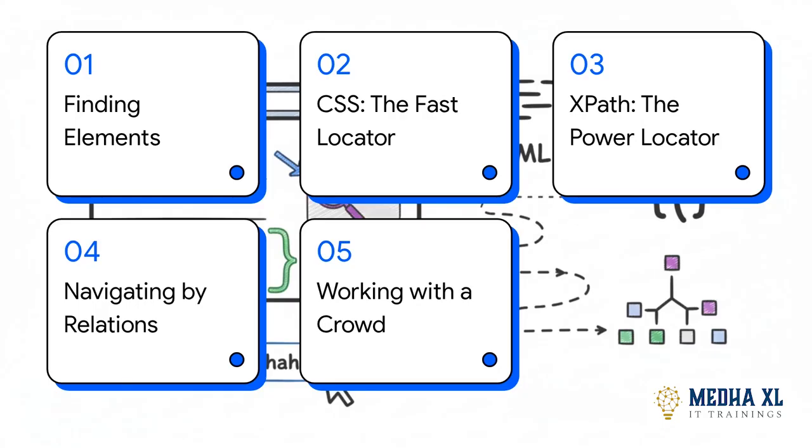So here's our game plan. First, we'll talk about the main challenge, and then we'll dive into our two main tools, CSS, the fast one, and XPath, the powerful one. After that, we'll get into some advanced techniques, like navigating by relationships, and finally, we'll see what to do when you need to find a whole group of elements at once.